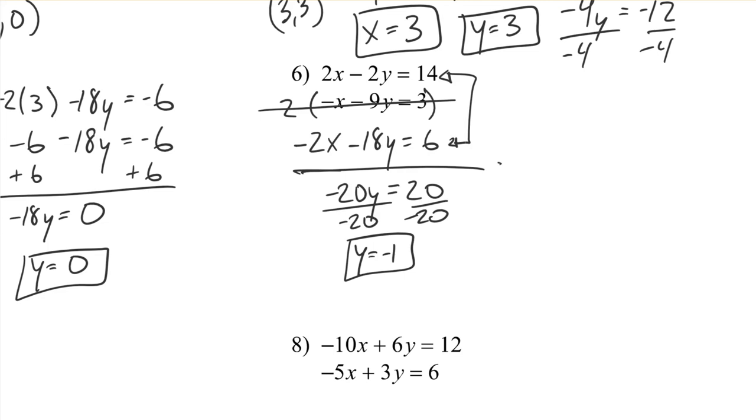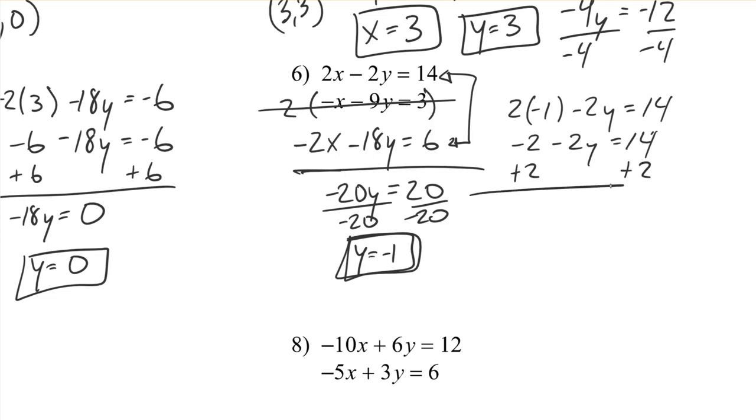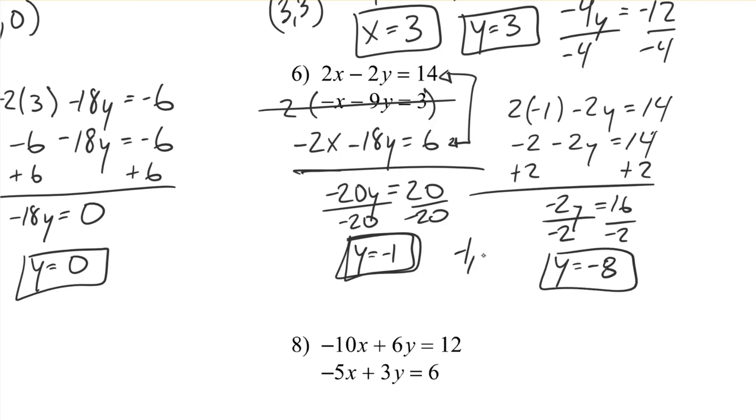And let's substitute this into this top equation. So 2 times x minus 2 times y equals 14. And we're substituting in a negative 1 for y. So we get negative 2 minus 2y equals 14. Add 2 to both sides. Negative 2y equals 16. Divide by negative 2, and y equals negative 8. Our solution is negative 1, negative 8.